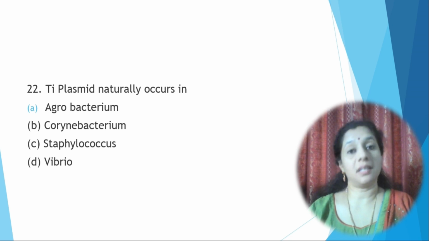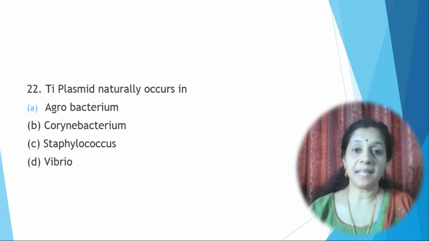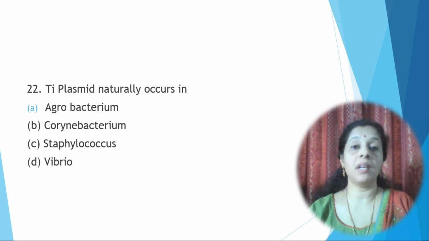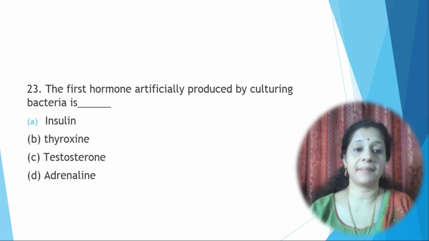Ti plasmid naturally occurs in. Ti plasmid is tumor-inducing plasmid which is present in a bacterium called Agrobacterium tumefaciens, which is a soil bacteria, but if it happens to come in touch with the plant or enter the plant body it can cause a disease called crown gall disease where a tumor is formed. So here the answer is Agrobacterium because it has got a T-DNA in it. But now we have made it disarmed or pathogenicity is removed and it is used as a cloning vector in plants. So option A is the correct answer.